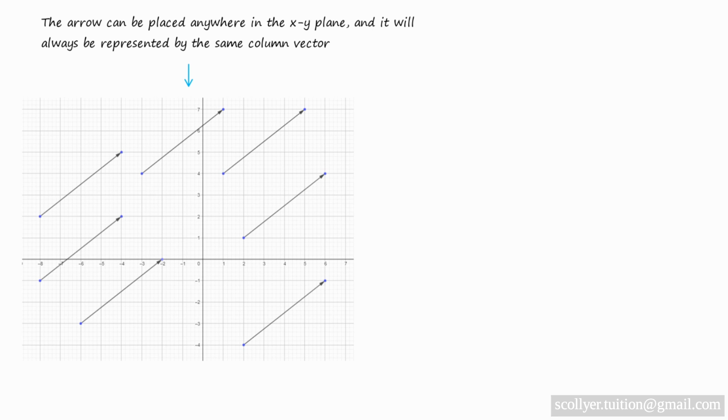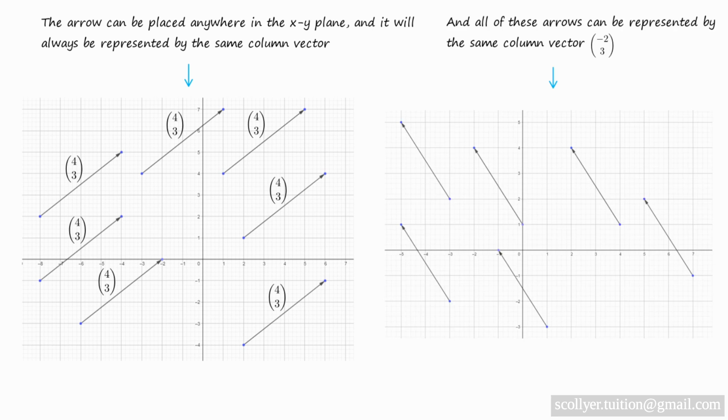In fact, we could place the arrow anywhere in the xy plane and it's always represented by the same column vector. And similarly, all of these arrows can be represented by the same column vector, -2, 3.